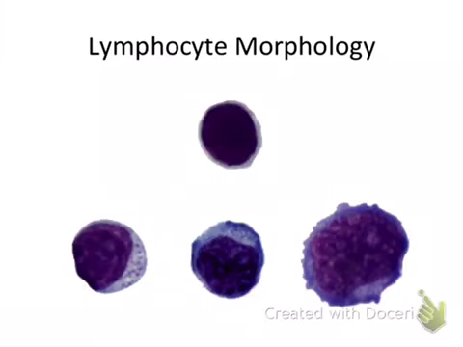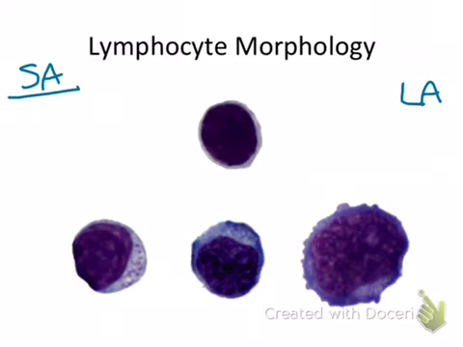This video is going to be on lymphocyte physiology, and I have pictured several lymphocytes that you could potentially see in peripheral blood, and the morphology of the lymphocytes that you see are really going to depend on whether you have a small animal patient or a large animal patient.